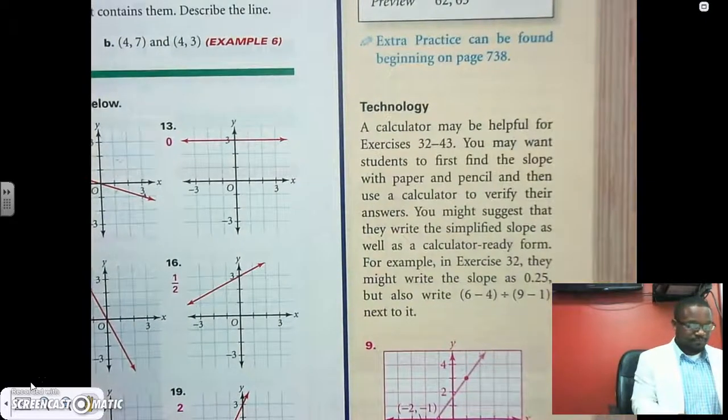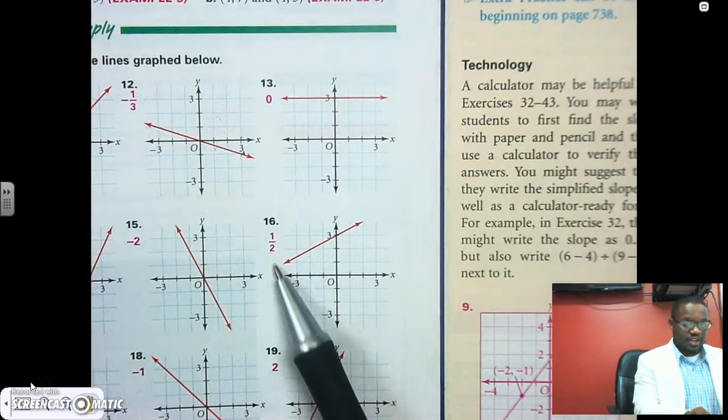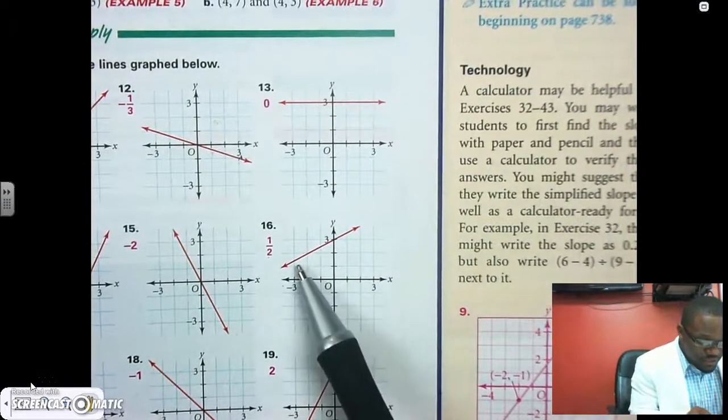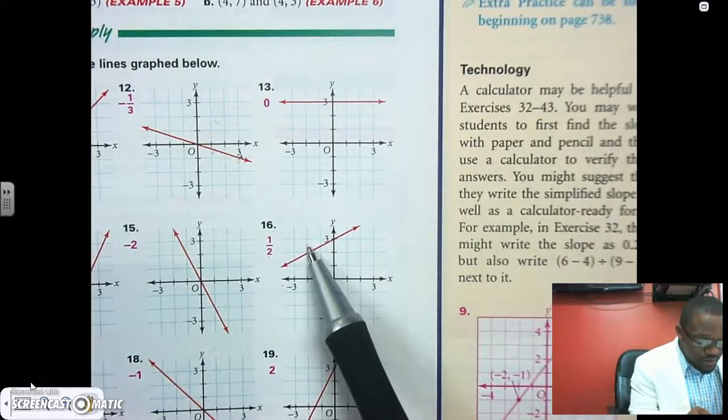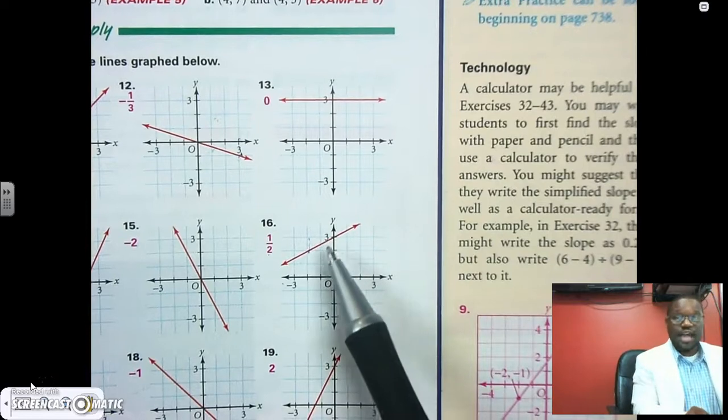Time is running out. So the answer to this one is positive 1/2, as we see there, and it's going up. Now, how do we prove that? Here's an important point. If I count up 1, then I count to the right 1, 2, that's 1/2.